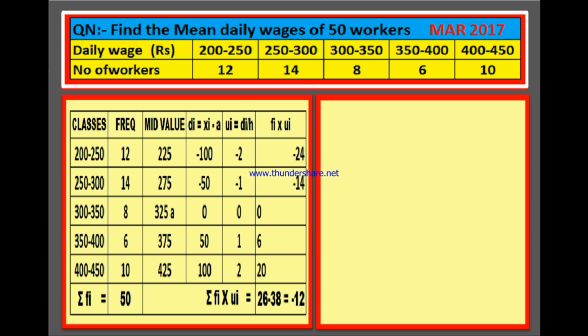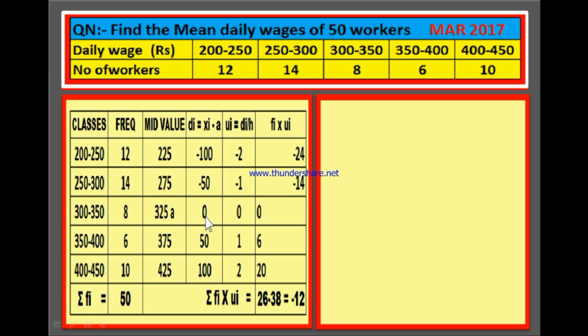Similarly, for the classes above 0, you see here, this is xi value, xi minus a, 275 minus 325 is minus 50. And for this class, the xi is 225, di is xi minus a, that is 225 minus 325, which is equal to minus 100. Understood? Is it clear now?